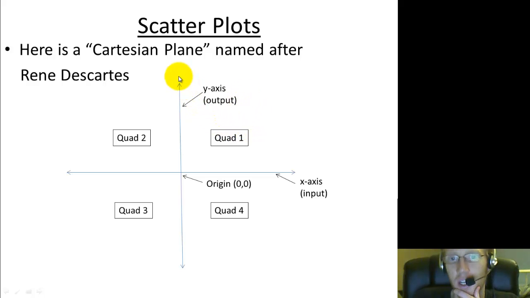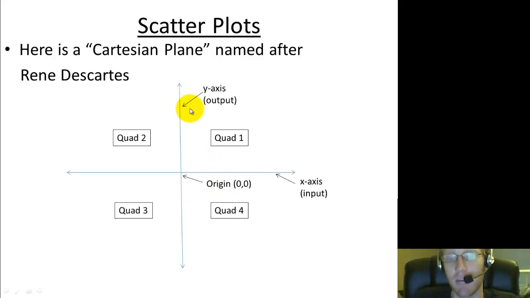So we divide the graph using the x-axis and y-axis into 4 quadrants. The first quadrant starts in the top right-hand side. Then we go counterclockwise around to quadrant 2, quadrant 3, and quadrant 4. The center point right here, which has an input of 0, you haven't gone left or right at all, and an output of 0, is called the origin.